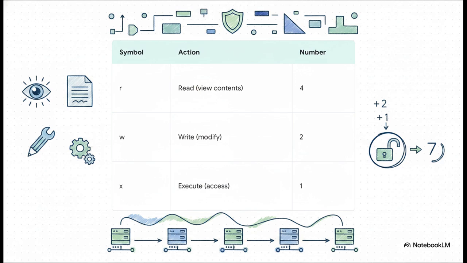Honestly, the sheer elegance of Linux lies in its octal values. It's just simple math. Read gets a value of 4, write is 2, and execute is 1. By just summing these numbers up, administrators can assign exact rights instantly. So if you see a 7, that just means 4 plus 2 plus 1. You get full read, write, and execute privileges, all communicated in a single digit.